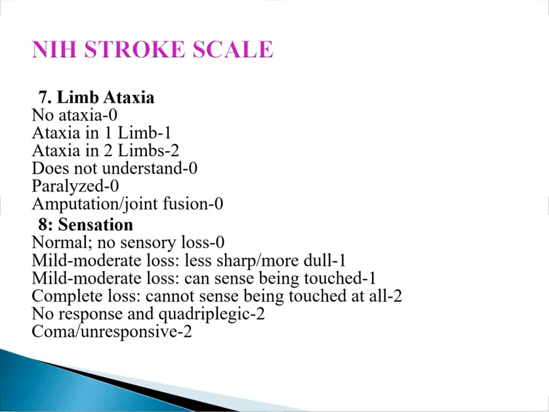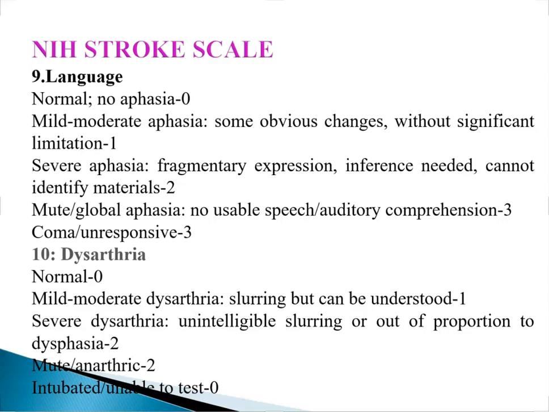Coming to the sensation, if the patient is normal, it is given as 0. Mild loss, it is 1. Mild to moderate loss but can sense being touched is 1. Complete loss is 2. No response at all, it is again given 2. Coma or unresponsive patient is given a score of 2.